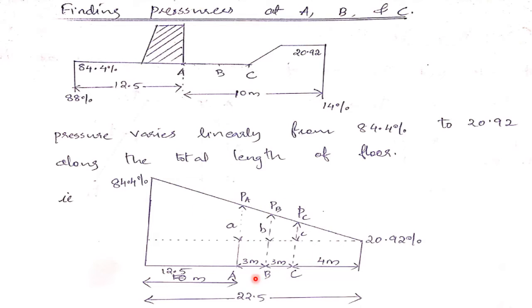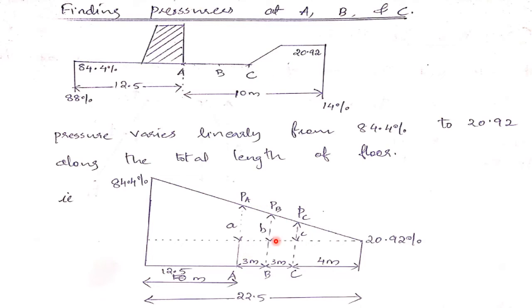That is, we are representing that in this figure, that linear variation from 84.4 to 20.92. So we can see this linear variation shown as a straight line. Now we have to find out the pressures at A, B, and C. For that, we are using this figure, and as we did for the correction for thickness, we are using the same method here. By using similar triangles, we have to find out PA, PB, and PC, that is the percentage pressures at points A, B, and C.